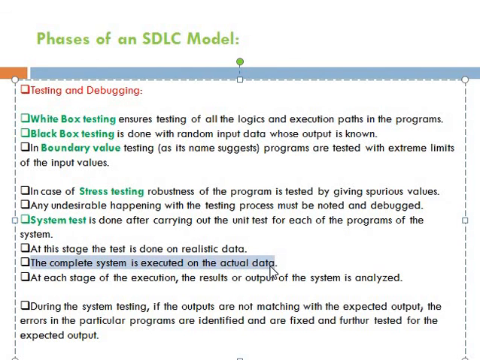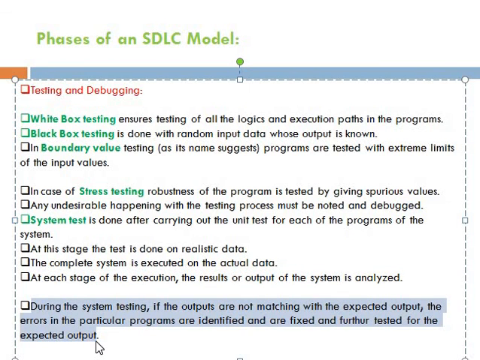So now it is this system testing phase where the project is being shifted to the actual testing site, that is on the client's desk. And since the clients are the end users, they shall be testing the system with the actual data that they possess. At each stage of the execution, the results or the output of the system is analyzed. During the system testing, if the outputs are not matching with the expected output, the errors in the particular programs are identified, and then they are fixed and further tested for the expected output.